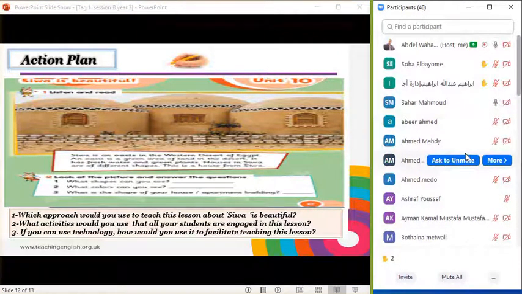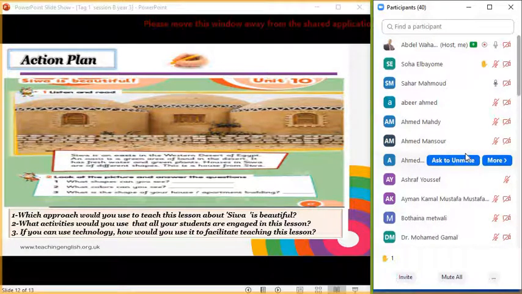I think the TBL approach can be useful for dealing with this lesson. Okay, TBL. Why do you think so? Okay, first of all.